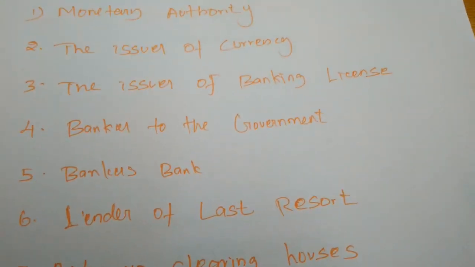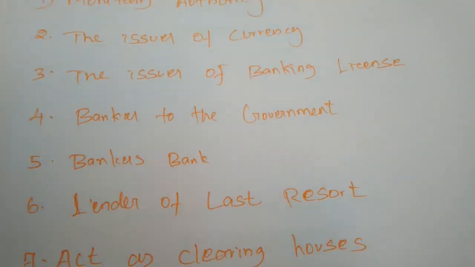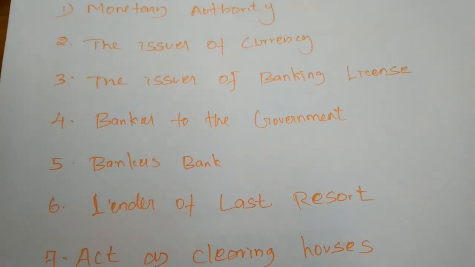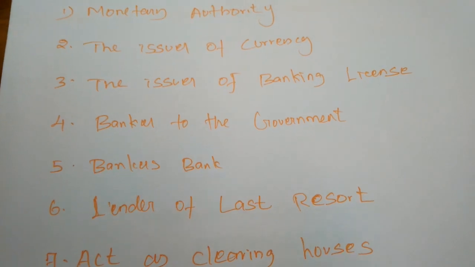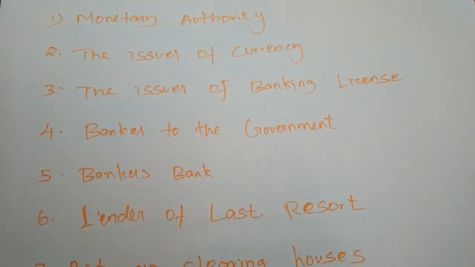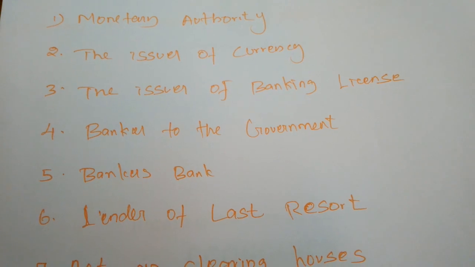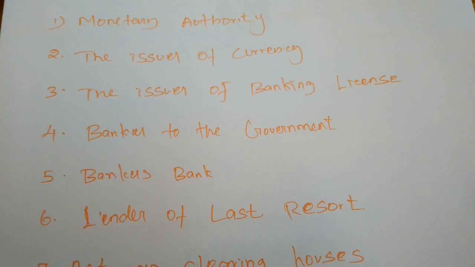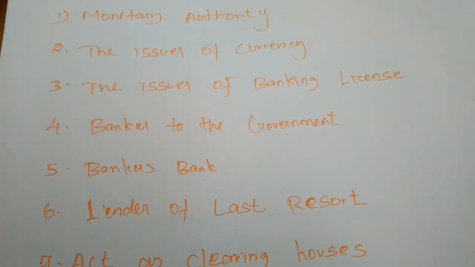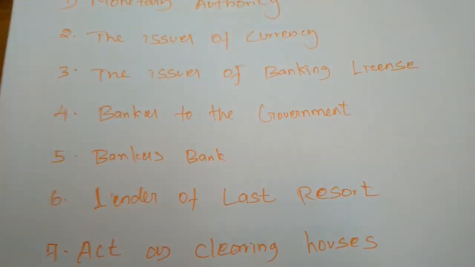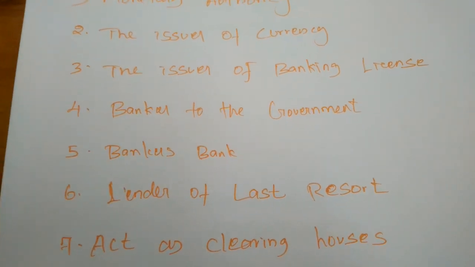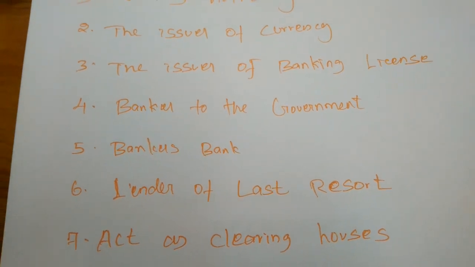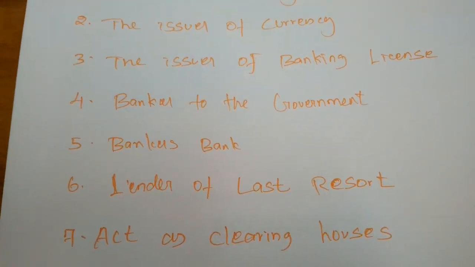Next, the issuer of banking licenses. Now many private banks, nationalized banks and all the commercial banks exist throughout our nation. But before starting any banking, a bank must receive a license from the Reserve Bank of India. So issuing the banking license is done by the Reserve Bank of India only. As per Section 22 of the Banking Regulation Act, every bank has to obtain a banking license from RBI to conduct banking business in India.